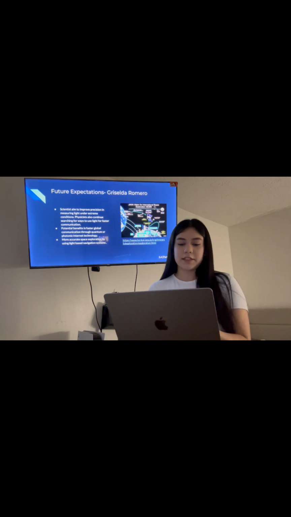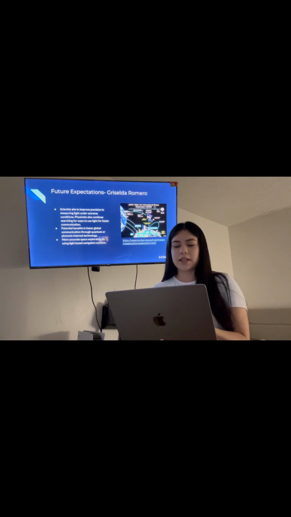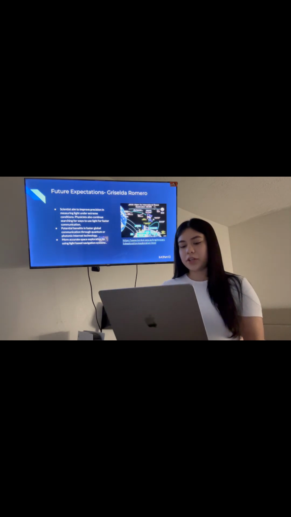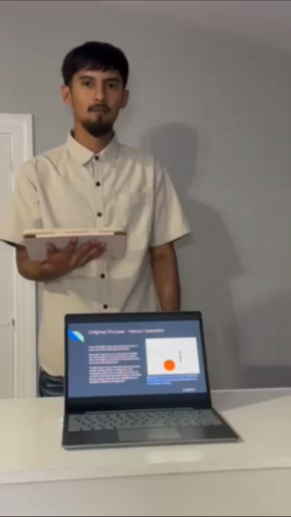Potential benefits is faster global communication through quantum or photonic internet technology. More accurate space exploration by using light-based navigation systems.